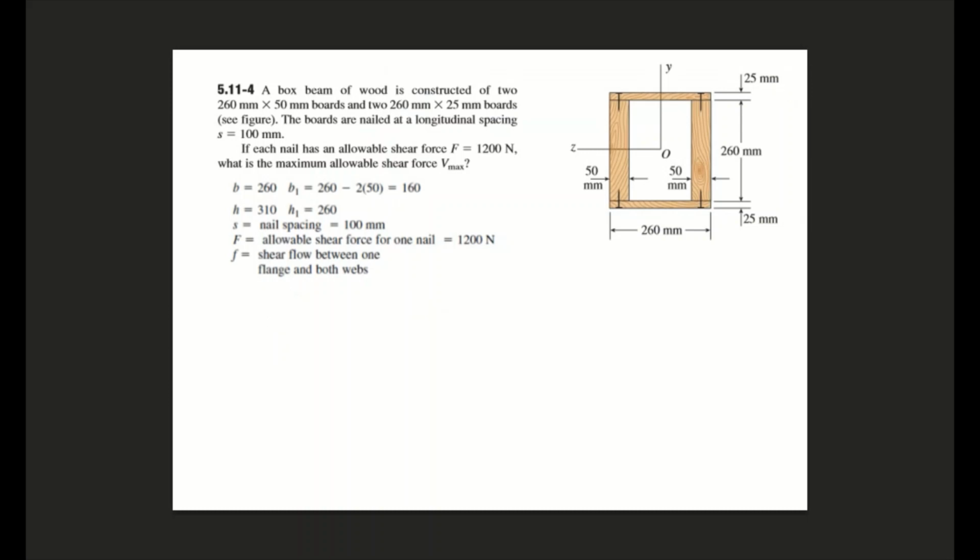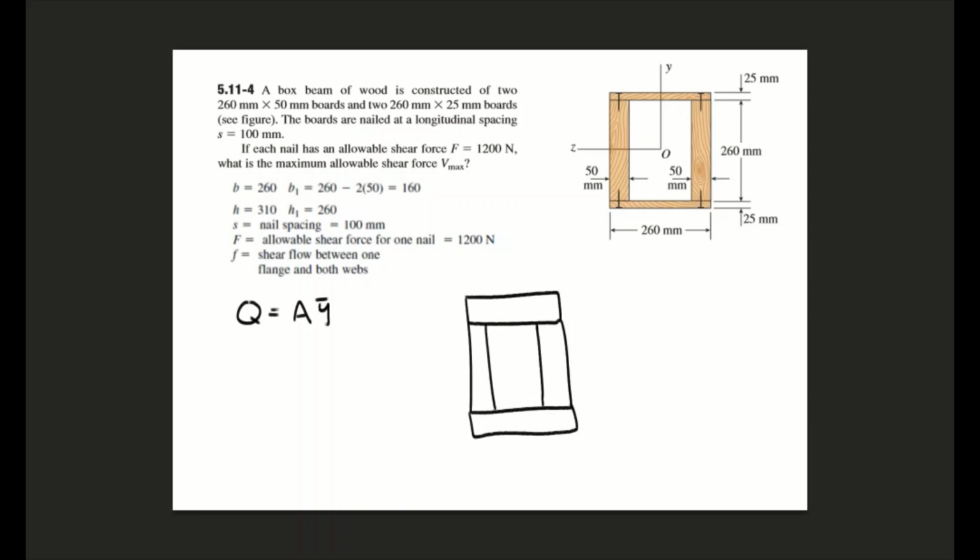So let's look at this. Q is equal to area times Y bar. If I try and draw this, same thing right here. Now we have to look at where we are looking at the shear. We're looking at it right here, and it's symmetric. You would also technically be looking right there and right there, but because it's symmetric, you just pick one, and I'm picking this top.